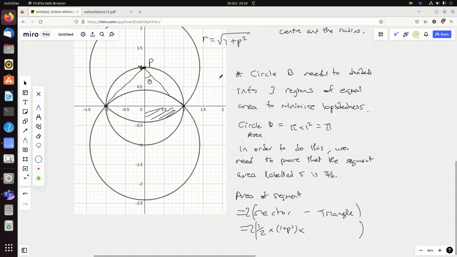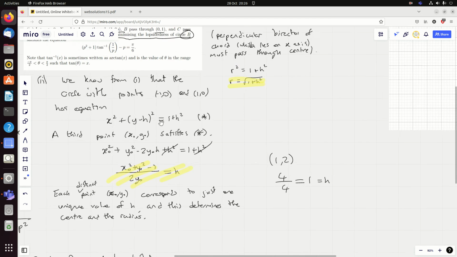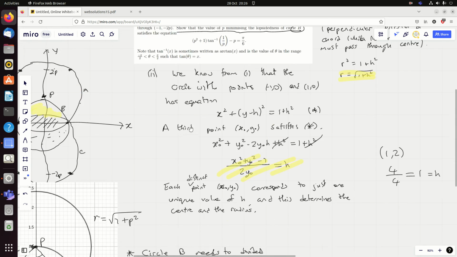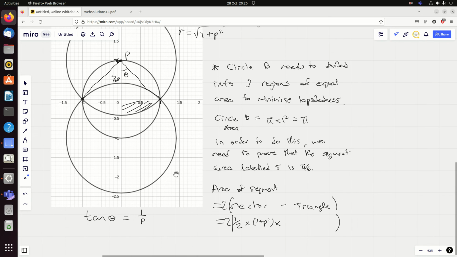Now you might think, why is he doing that? Well, it's because tan theta is going to therefore be equal to opposite, which is 1, over adjacent, which is p. Remember, that's not a 1, that's p. So 1 over p. Now, why is that a winner? Because look at this, it's arctan of 1 over p. Like, that's why you want to do that. So we'll just do 2 times that half times 1 plus p squared times theta. Now theta's arctan of 1 over p.